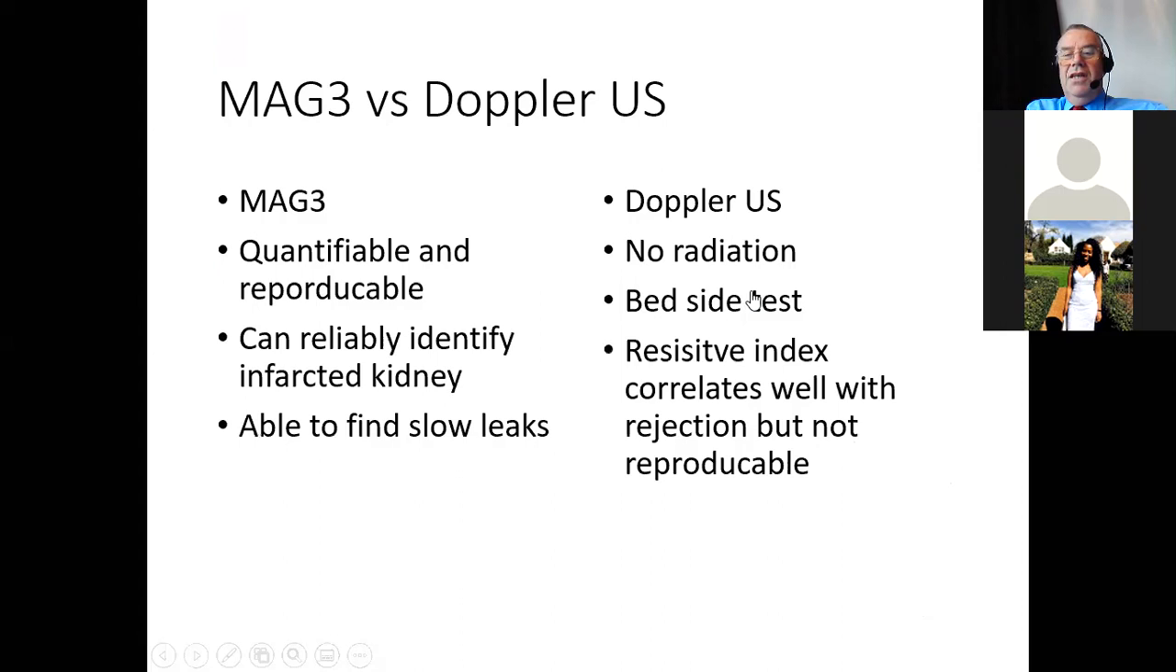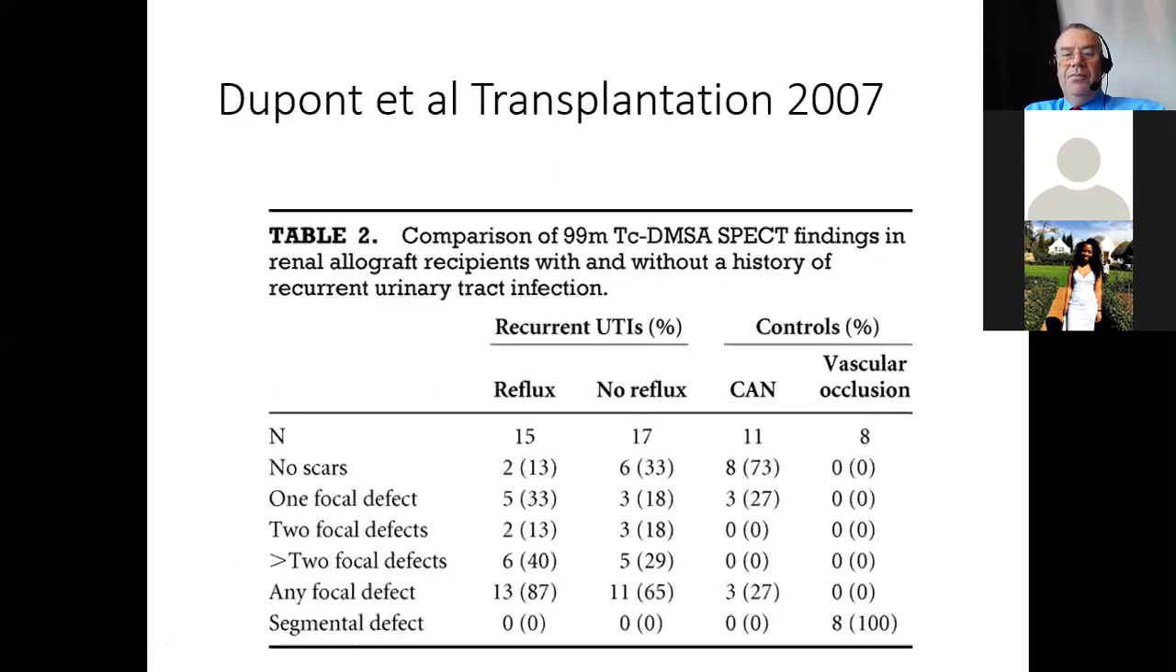Doppler ultrasound obviously contains no radiation. It's a bedside test. The resistive index does correlate well with rejection, but not reproducible. So it may change between scans because the operator does different things with the Doppler, but it doesn't really tell you how the patient's doing.